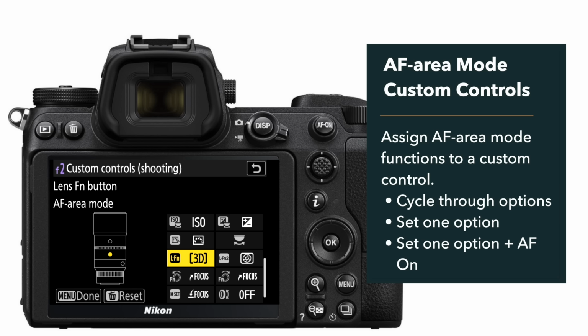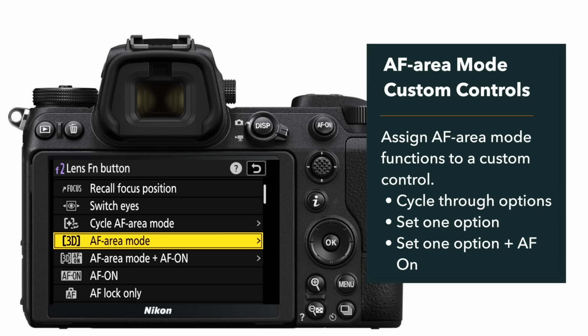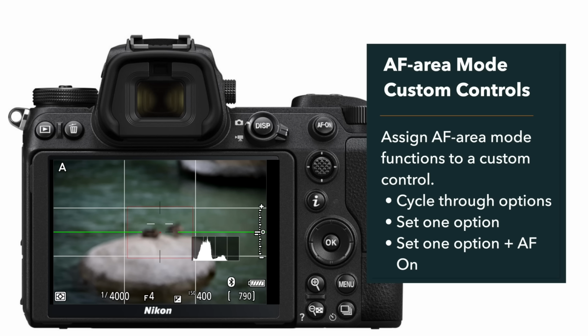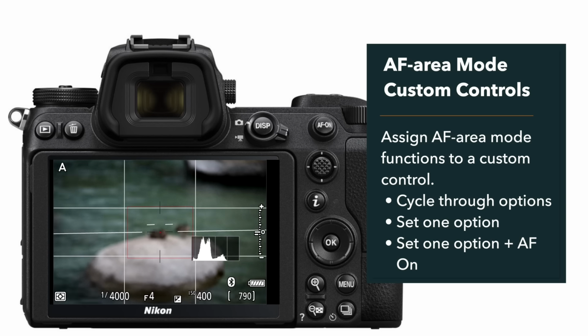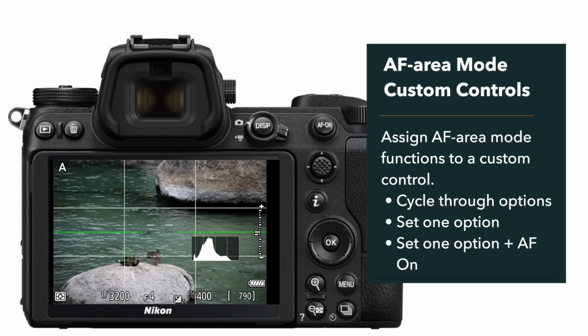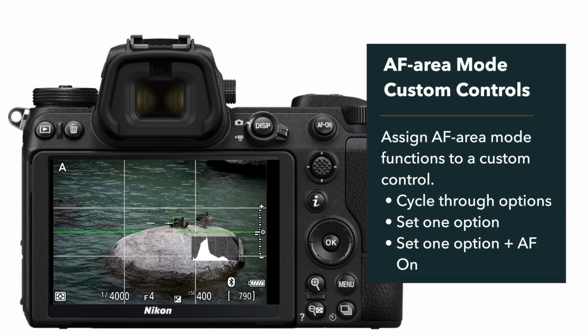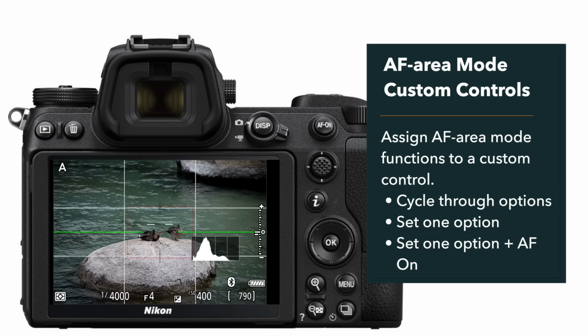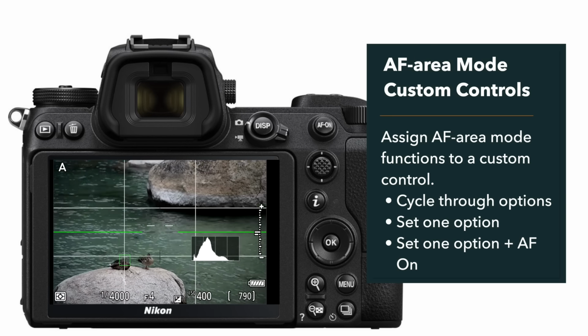And I actually use this on my lens function button. I have this programmed to 3D tracking plus AF on. So if I'm in continuous autofocus mode and I need to immediately start tracking something while commanding autofocus, I just put the center of whatever autofocus area mode that I'm currently in over that subject, press and hold the lens function button, and now it starts tracking that subject and commanding autofocus. As soon as I release that button, autofocus turns off and it reverts to whatever autofocus area mode that I was in before pressing that button.